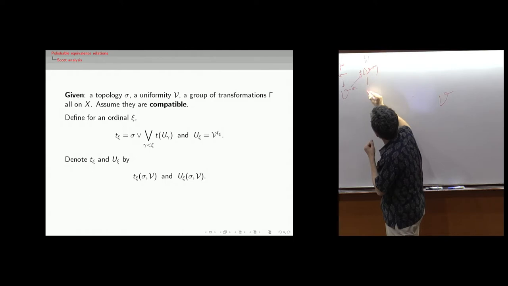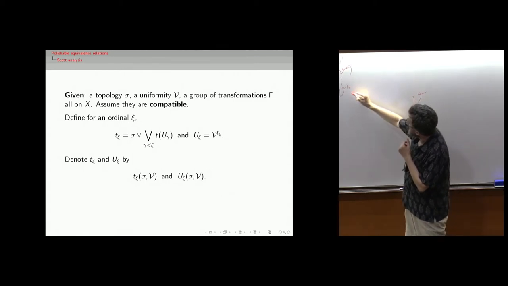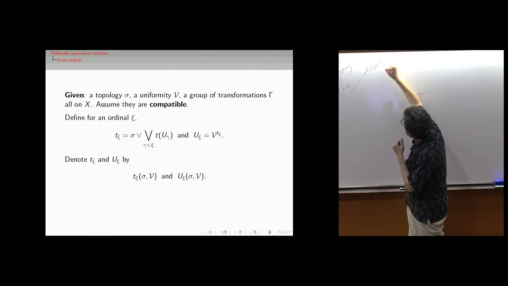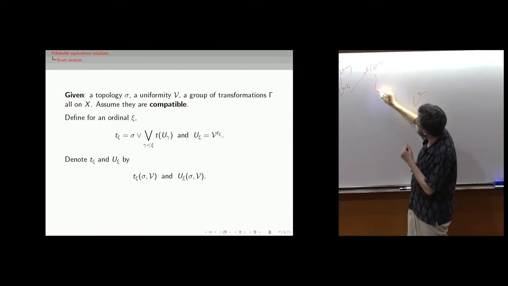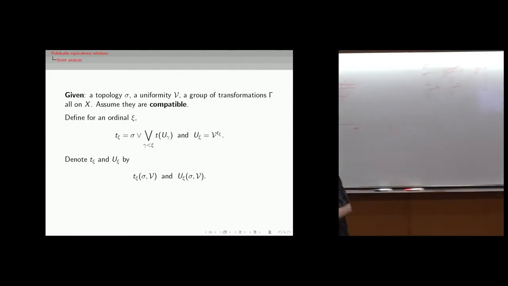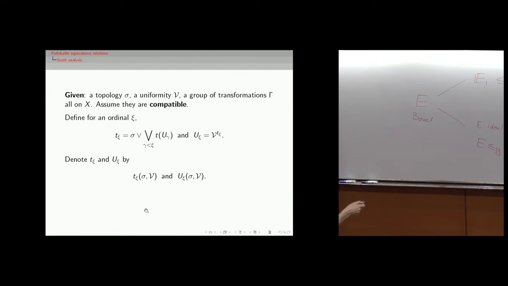I can repeat it and look at V tau one, looking at this and this. And now this will produce a topology, T of V tau one. And I am again at this picture, and I just continue. And they just keep going, at limit stages taking unions. Okay, so this is what's going on here. I call them tau. Here they are called t, so it doesn't matter.